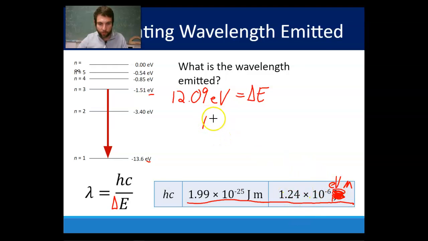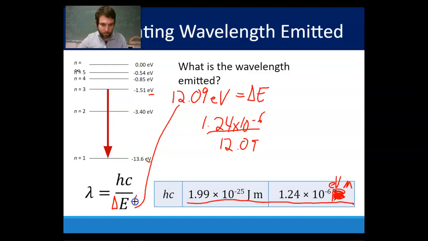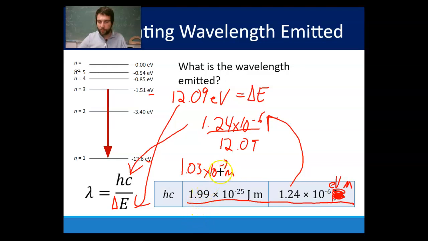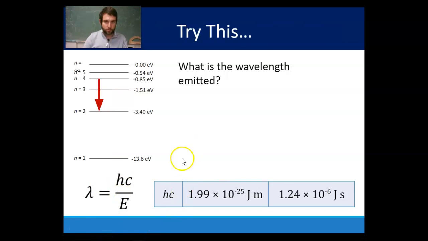So it's going to be 1.24 times 10 to the negative 6 divided by 12.09, because this equals this, right? Plugging that in our calculator, we get 1.03 times 10 to the negative 7 meters. Now you can change this and put it into 1.03 times 10 to the negative 9, which is a nanometer, if you'd prefer. Either one of those will be correct. Just mind your sig figs, of course. All right. Try this one. It's all yours. I'll be back.